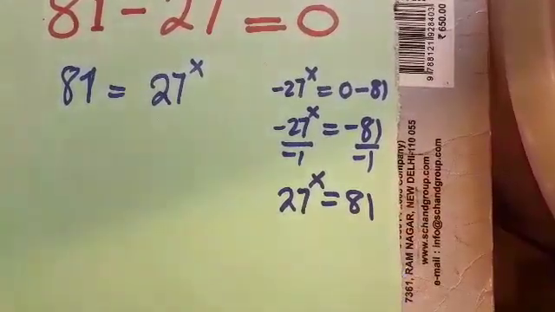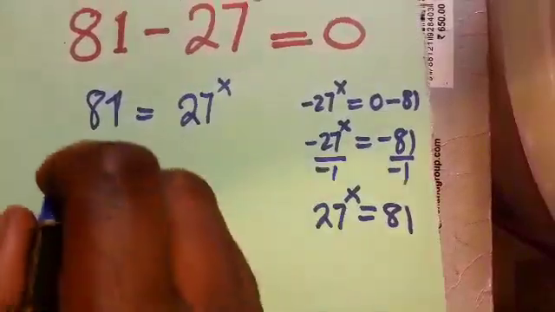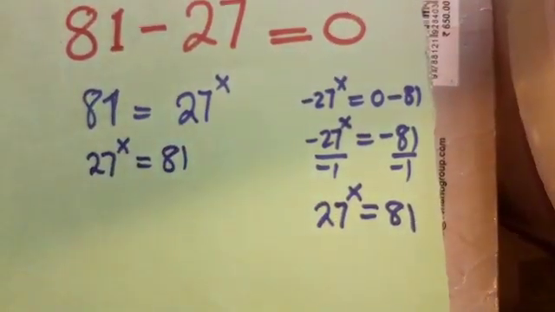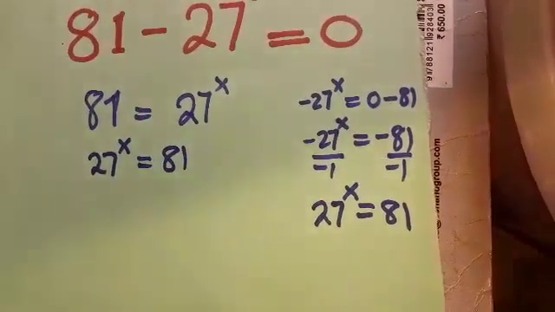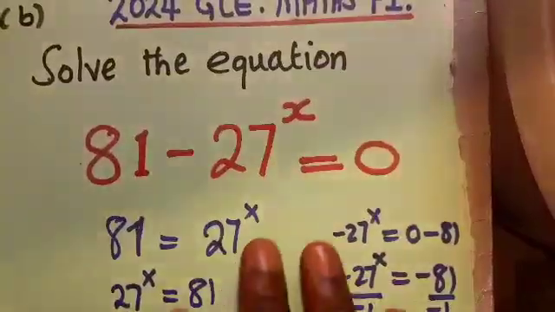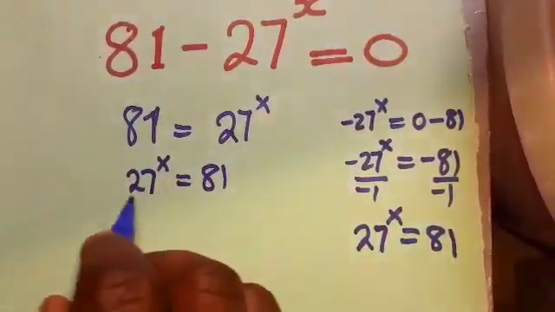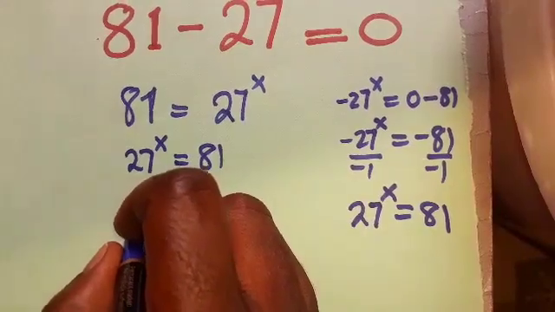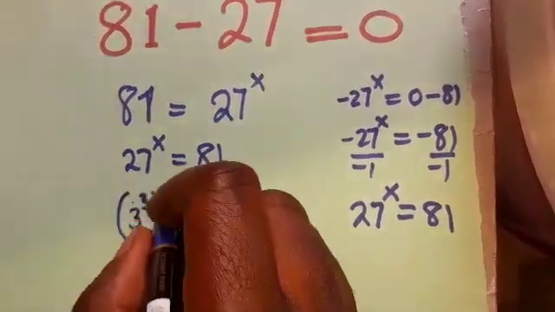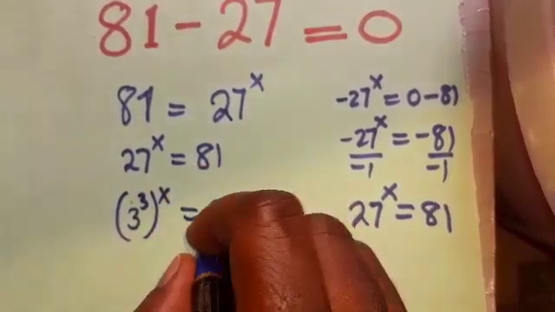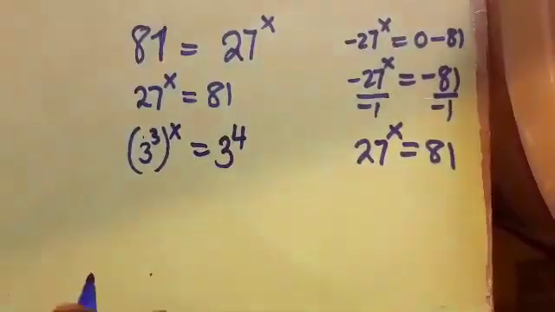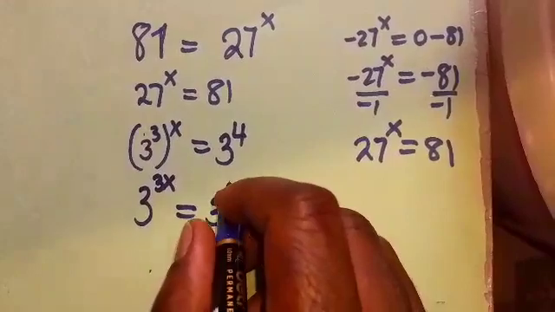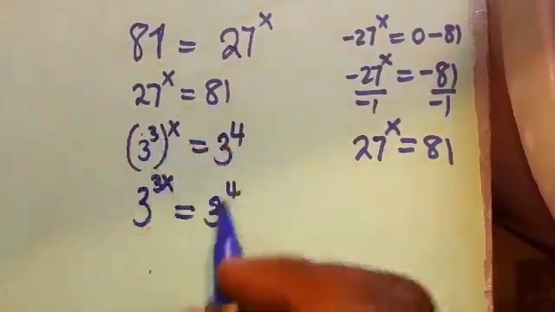So what do you do now at this point? 27^x is equal to what? 81. And the rule of these equations that involve indices is that if you do not know the index, you need to make sure that the bases are the same. So the common one here could be this: 27, you write it as 3^3, to the power x. 81, you write it as 3^4. And this will end up being 3^(3x) equals 3^4. You multiply these ones here, 3 by x. That's what will give you.